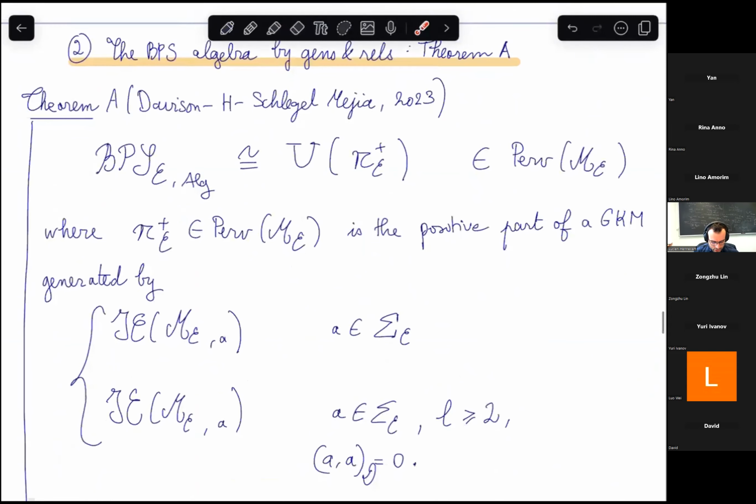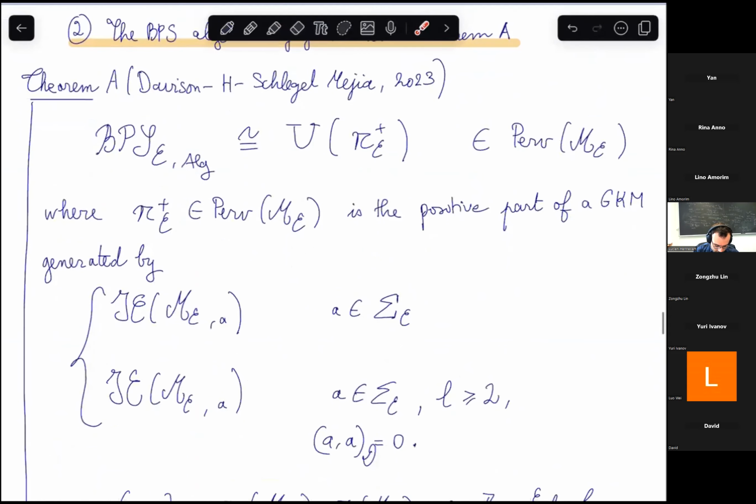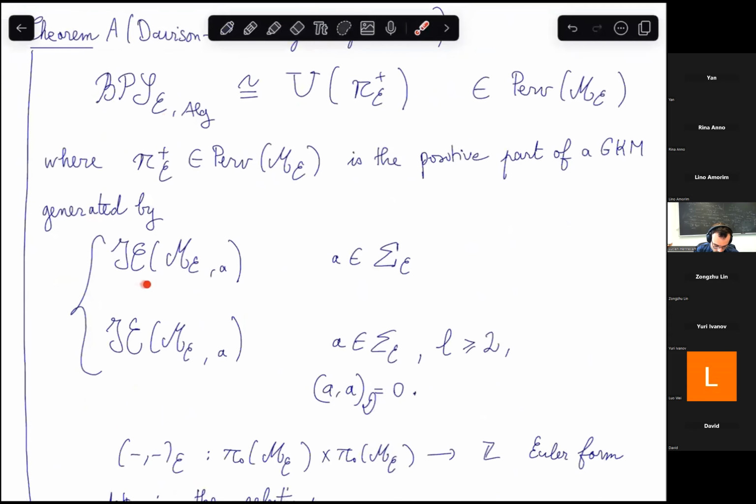But now we have all the ingredients to state the theorem A, which is a description by generators and relations of the BPS associative algebra associated to the two Calabi-Yau category C. It is exactly given by the enveloping algebra of the positive part of the generalized Kac-Moody algebra generated by this object. So this is JA. And as always, I distinguish the cases when A is in sigma C or when A is isotropic, like this.